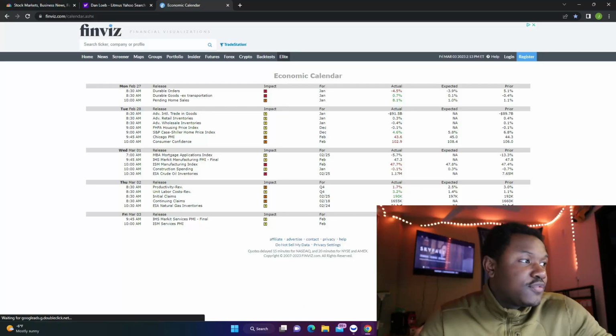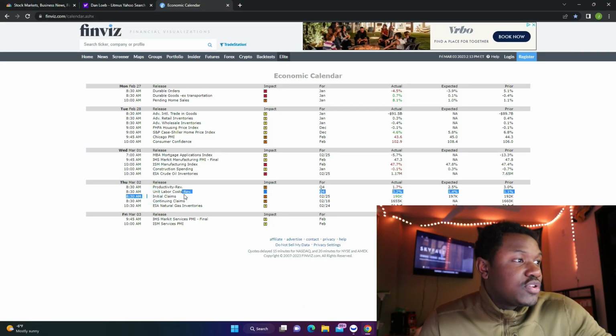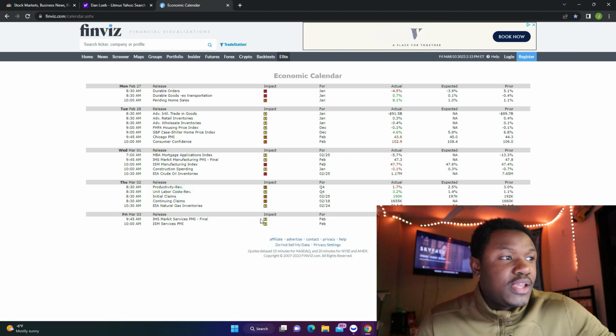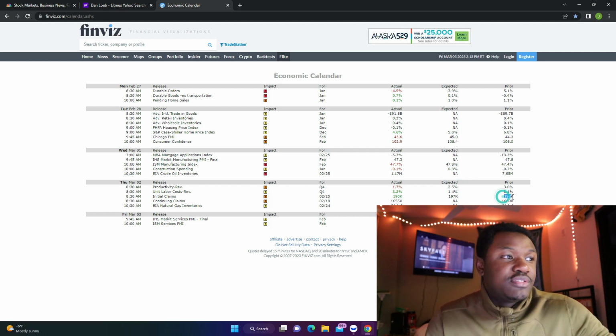So for starters, we're gonna explain to you guys the chart setup and why I took the trade I took. Right. So first thing we have up here is the initial claims. For initial claims, all that is people filing for unemployment for the very first time. As you can see, the actual number of people that filed for unemployment was 190,000. What we expected was 197,000, and last month's initial claim report was 192,000.